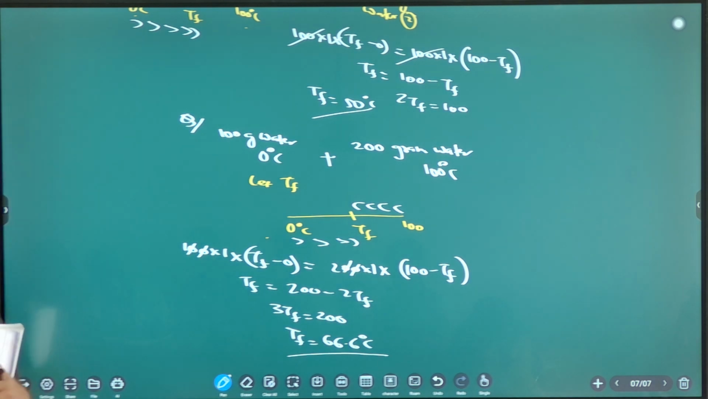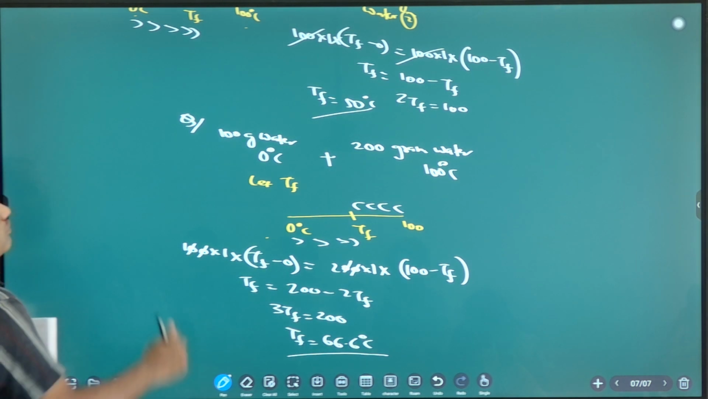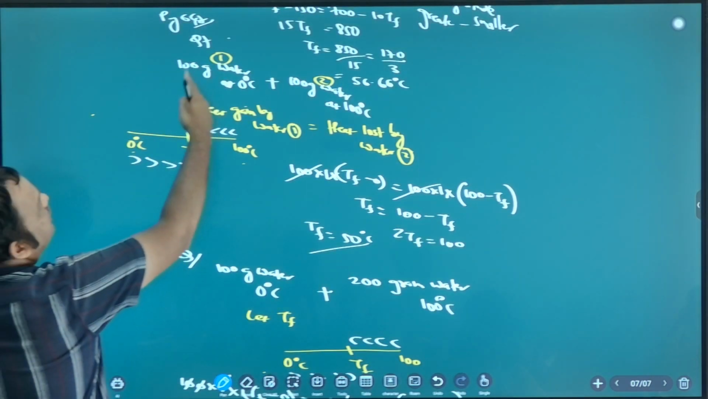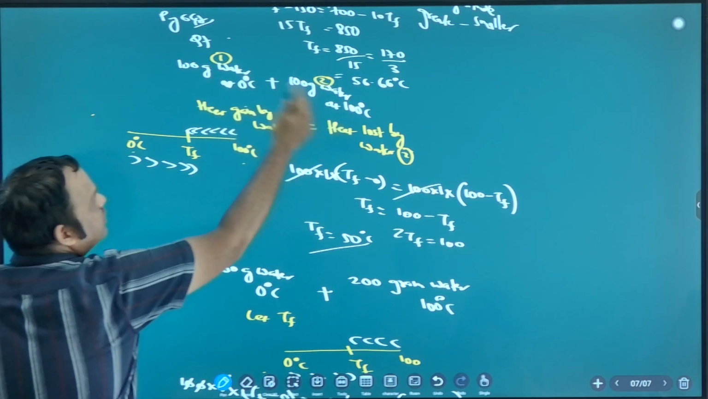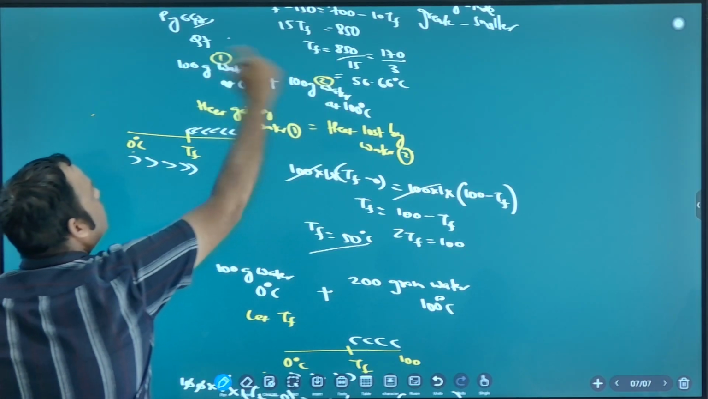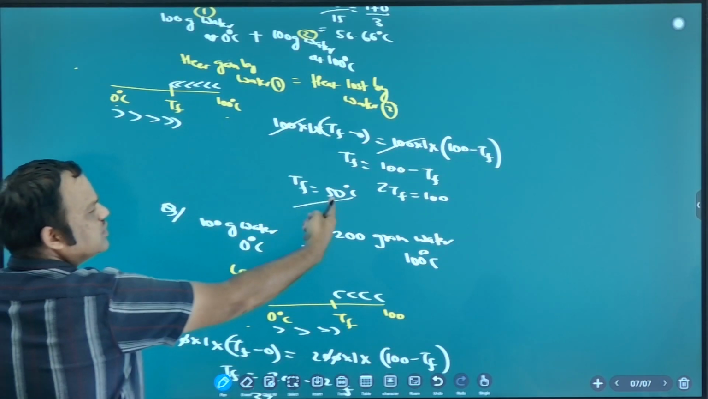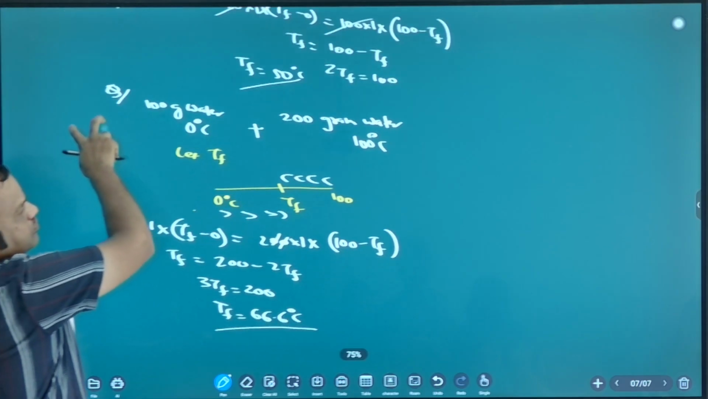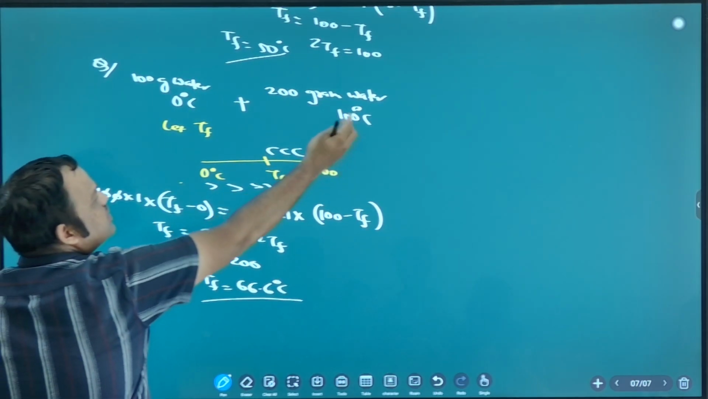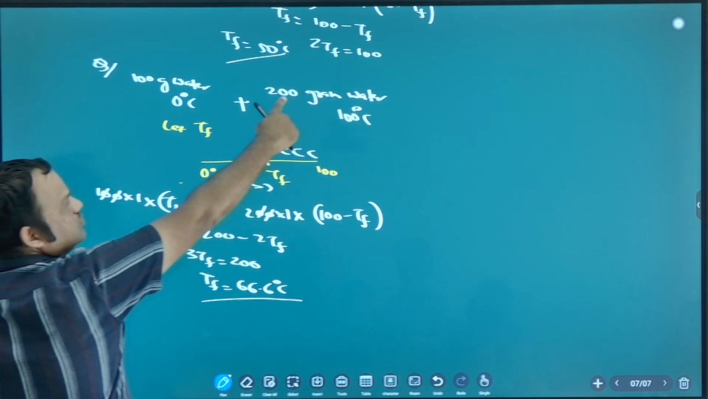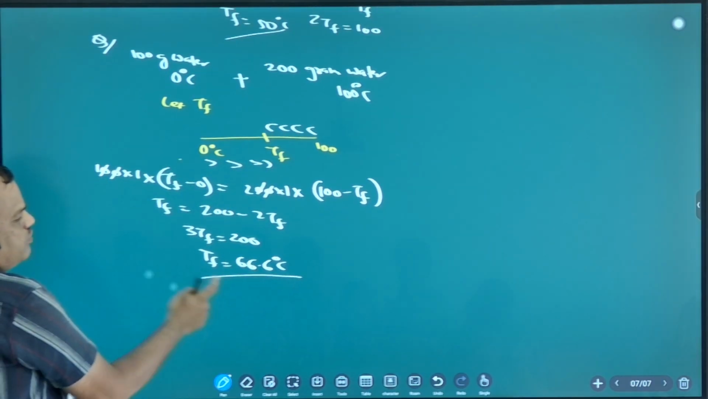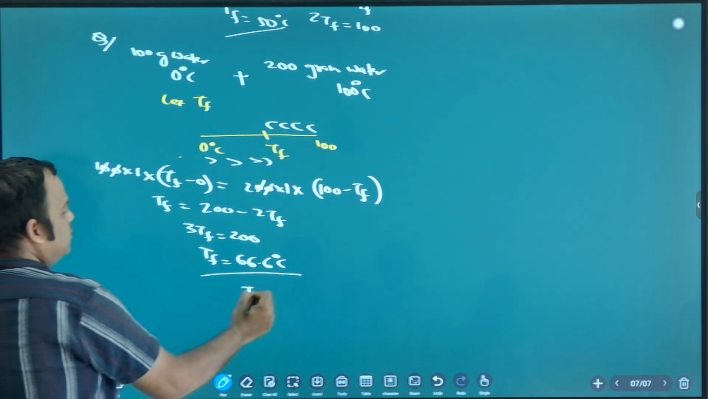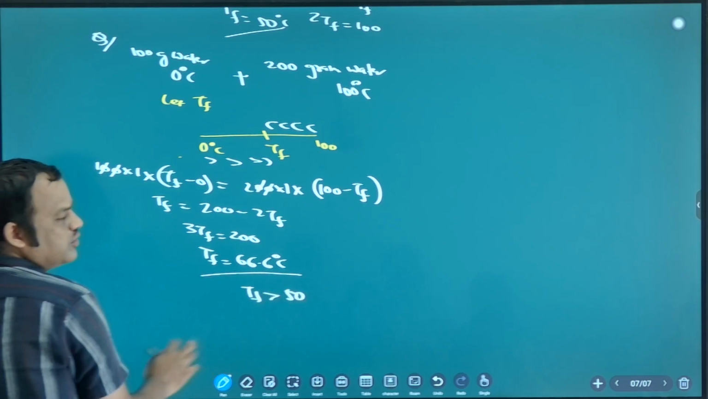Are you getting or not? More than 50. When both are equal amount, 100 gram at 0 Celsius and 100 gram at 100 Celsius, what is the final temperature? 50. Now the 100 degrees Celsius amount is increased to 200, so the final temperature is more than 50. Okay, are you getting it or not?